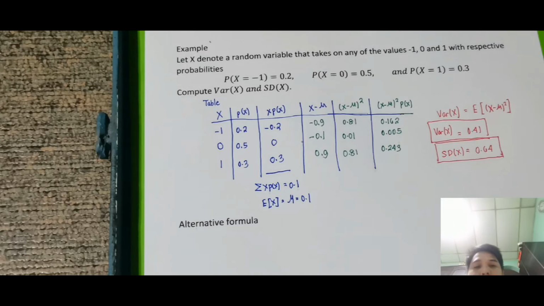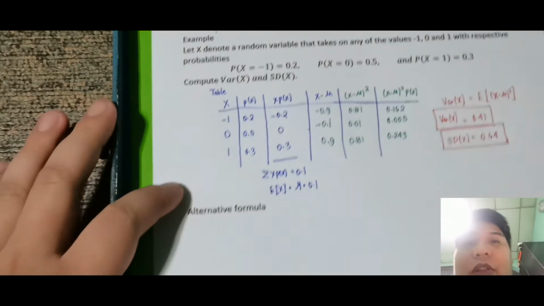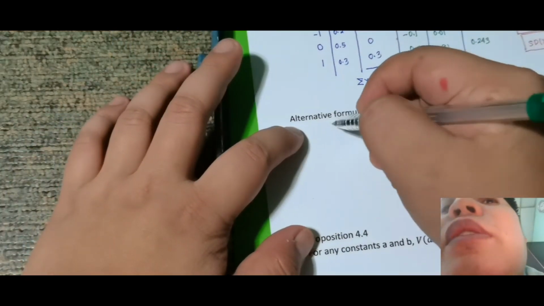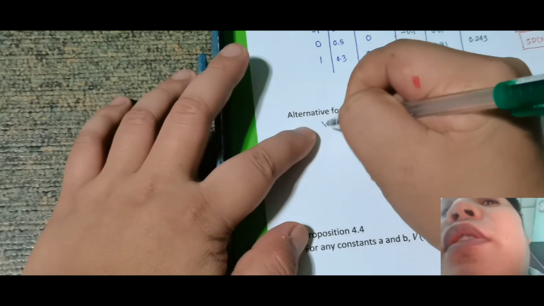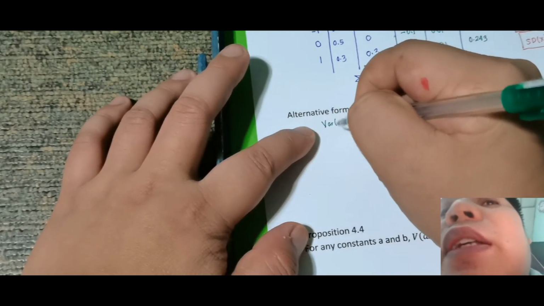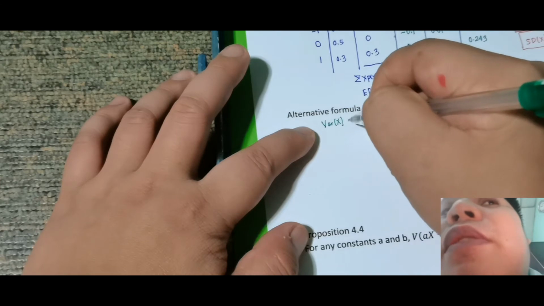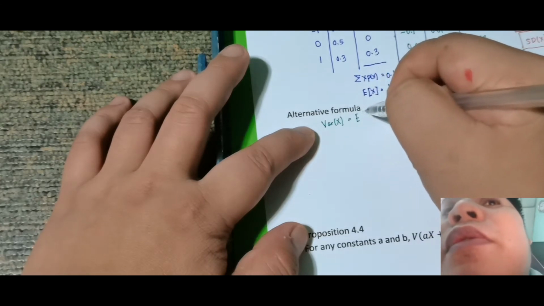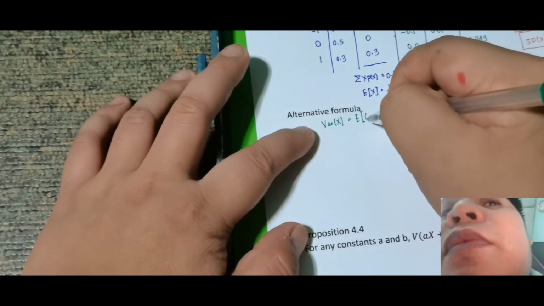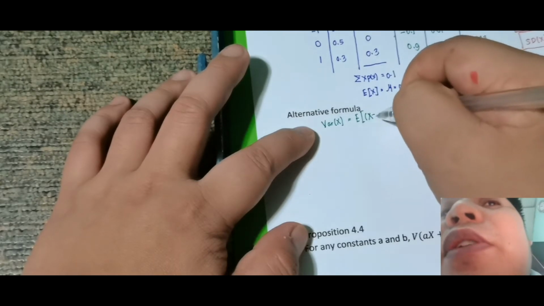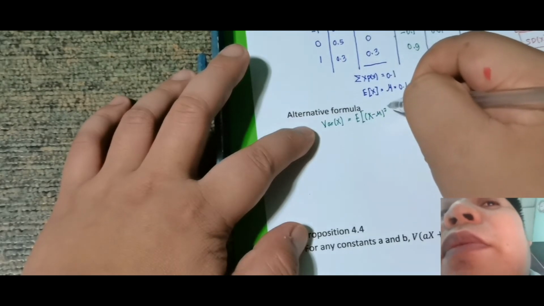So, note that the variance of x. This is the derivation. So, let's go here first. The variance of x is simply equal to the expected value of (x minus mu), then squared.